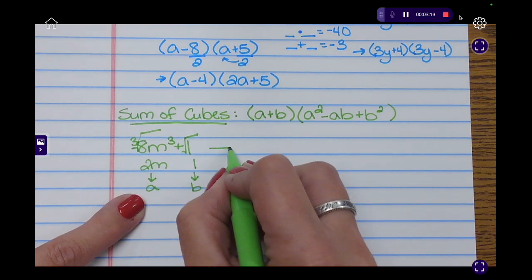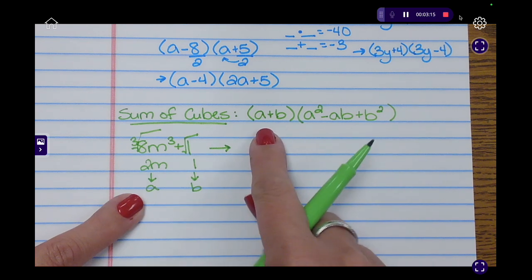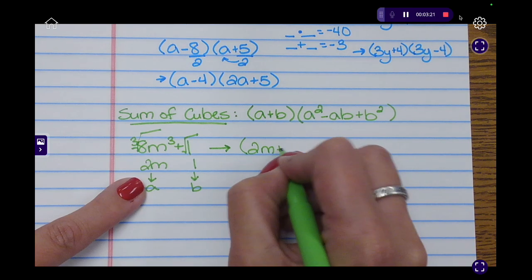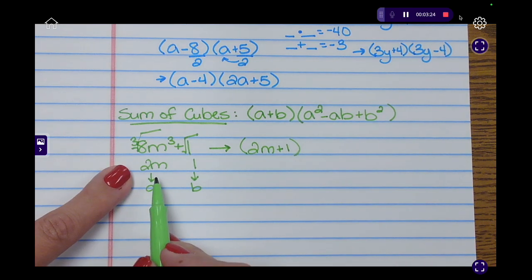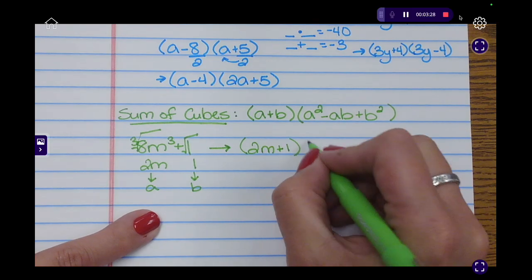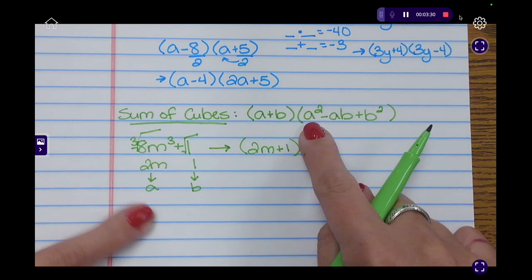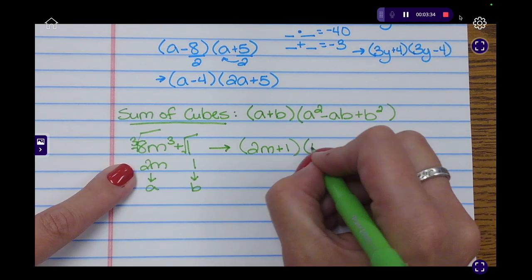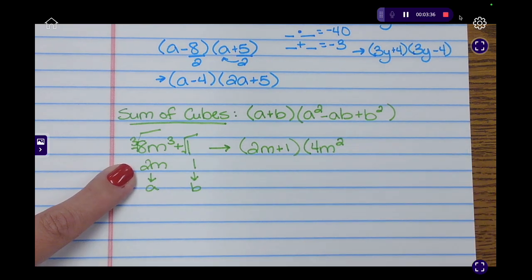So now, to write the factored form, I'm going to follow along with this. My first parentheses is just going to be a plus b. So my a plus b is the 2m plus 1, because my a is 2m, my b is 1. So I'm going to plug that in. And then here, for this part, I'm going to do a squared. So again, my a is 2m. If I square that, I get 4m squared.